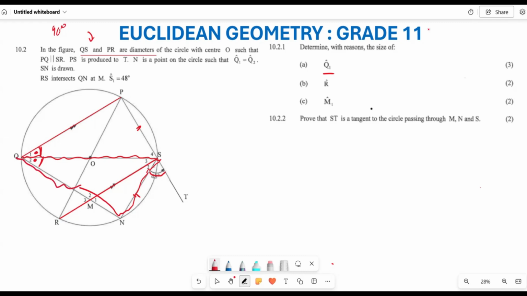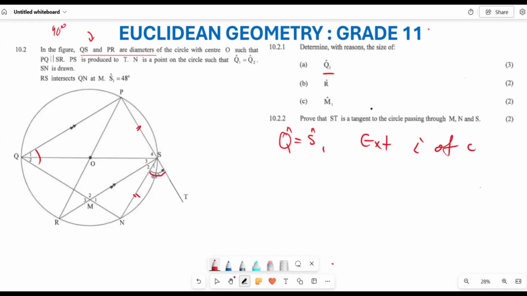Isn't it that we can say, firstly, let's just look at angle Q. Can you not say your angle Q is equal to your angle S1? So we are saying this angle Q here, I almost used the tan chord here, but look, my angle Q is going to be equal to your angle S1. And what is the reason here? This is an exterior angle of your cyclic quad.